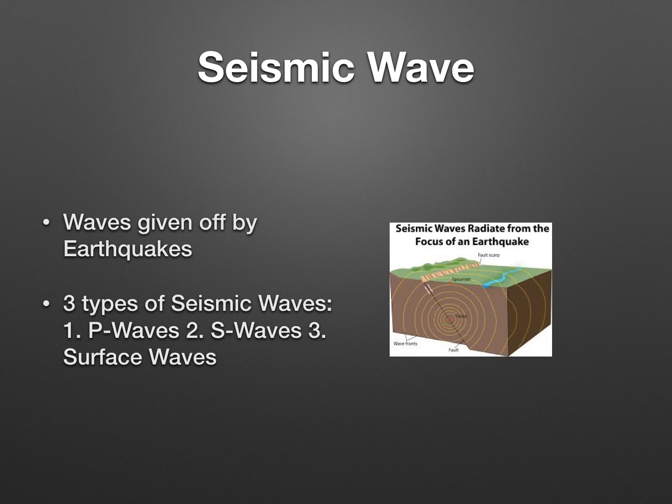Seismic wave. These are waves given off by earthquakes. There are three types of seismic waves. You have P waves, I know, haha. But P waves really mean primary waves. You have S waves, which means secondary waves. And then you have surface waves, which are the waves that we actually judge earthquakes by on Earth, because they're the ones we actually see the damage from.